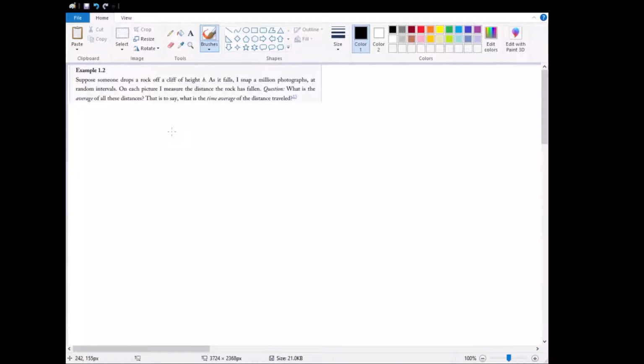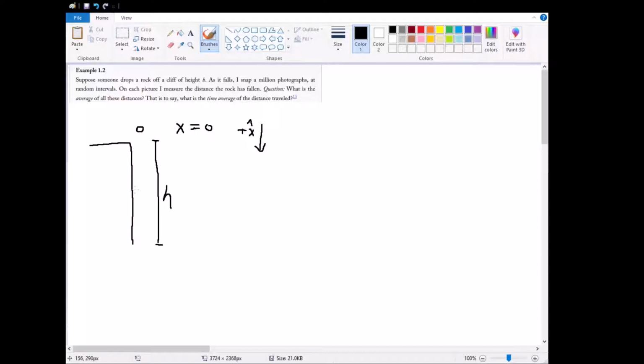So let's just begin by sketching this out. We have some sort of cliff. It has a total height of h, and our rock begins up here, and let's set the coordinates to be x. So at the top, x equals 0, and positive x hat goes down. So as the rock goes down, x becomes larger.